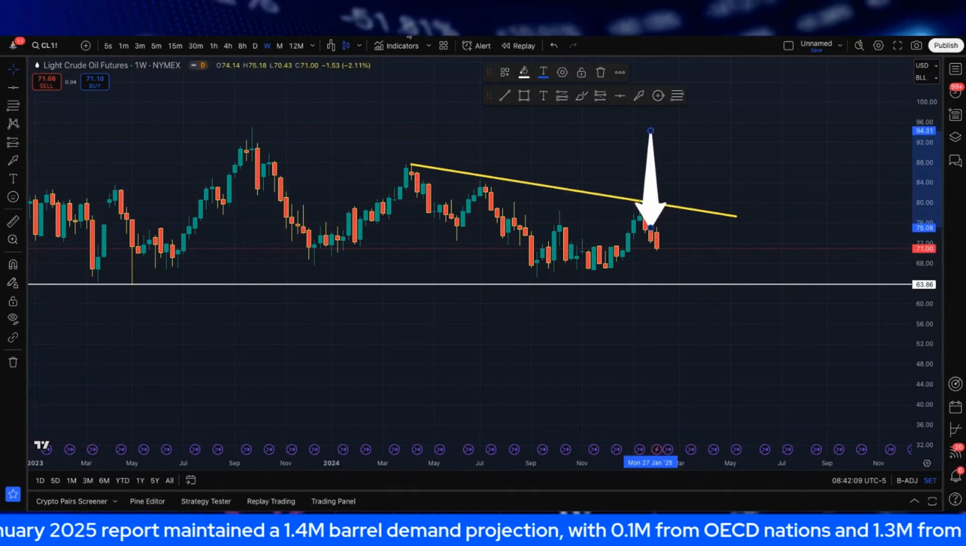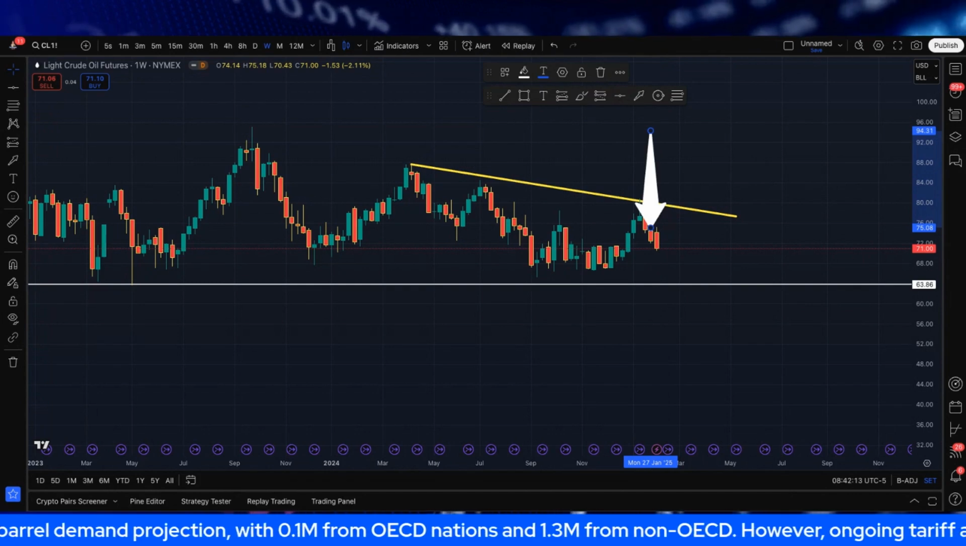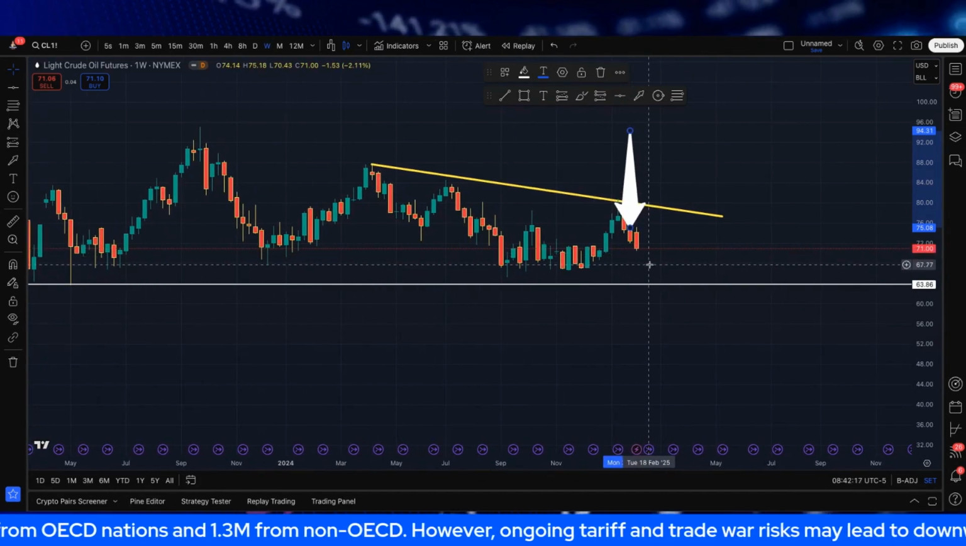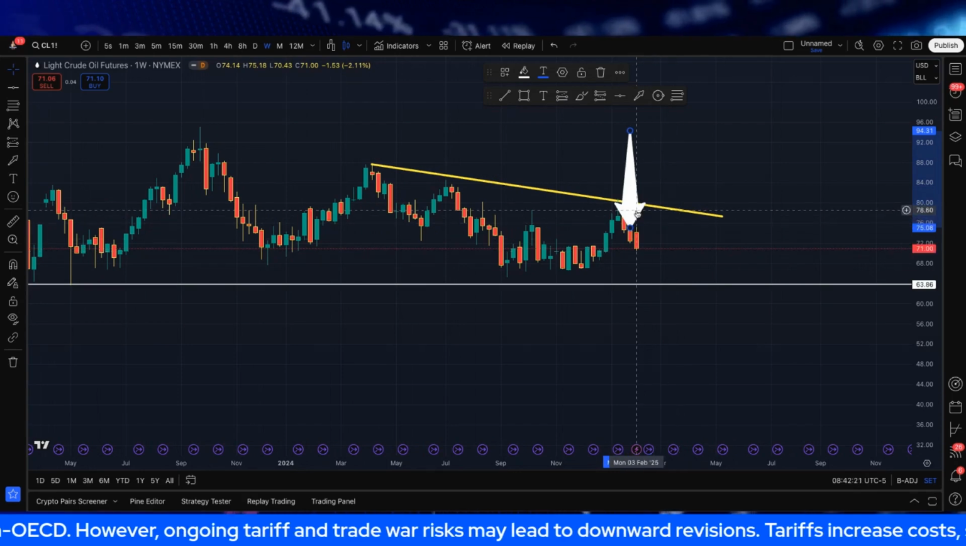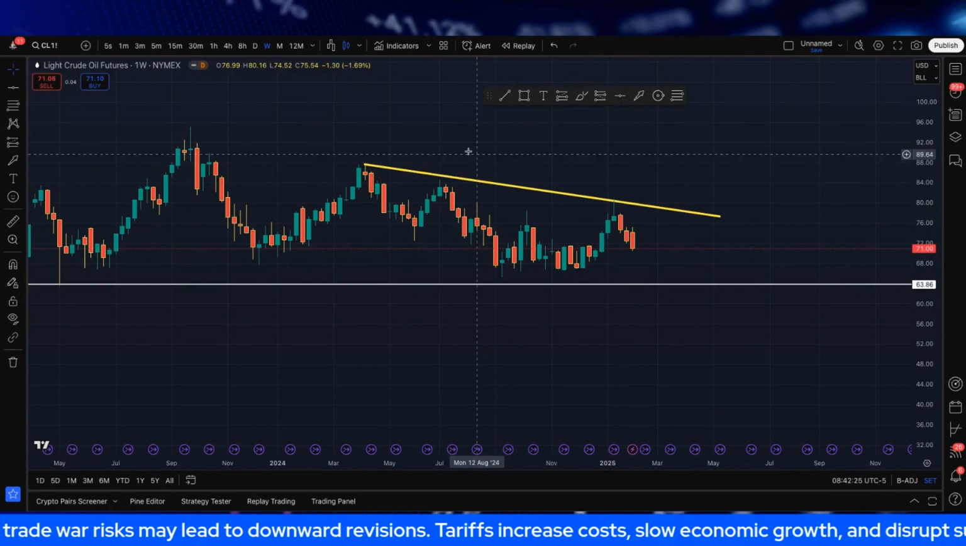Okay, so all signs are still pointing that crude oil, again, fundamentally, is still going to be heading down. And this is a very important level, and I'm going to show you that here on the daily in just a minute. Okay, so the action for crude oil is definitely bearish.